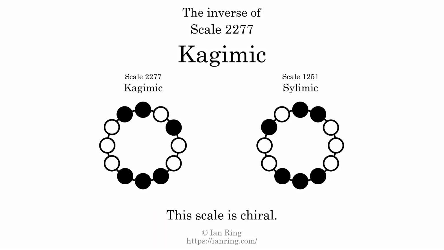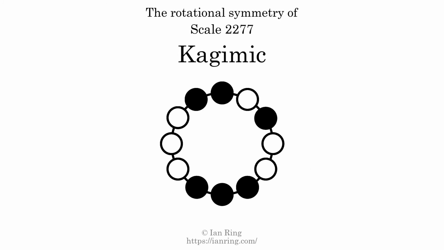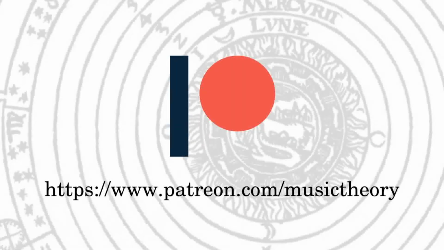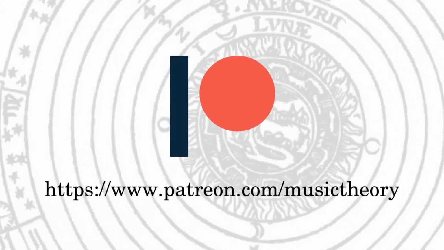The inverse of a scale is a mirror image. It is what you get when the sequence of intervals is reversed. The inverse of this scale is scale 1251, also known as Salimic. This scale is chiral. It cannot transform into its inverse by rotational transformation. This scale has no rotational symmetry. For even more detail about this scale, visit ianring.com/musictheory/scales/2277.